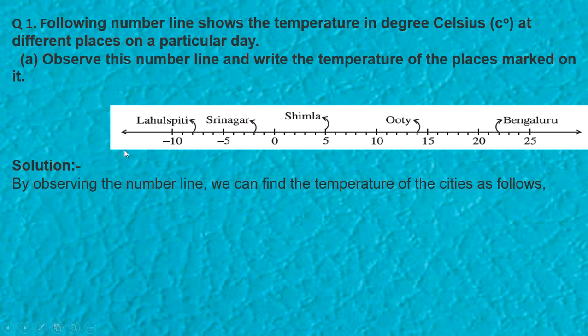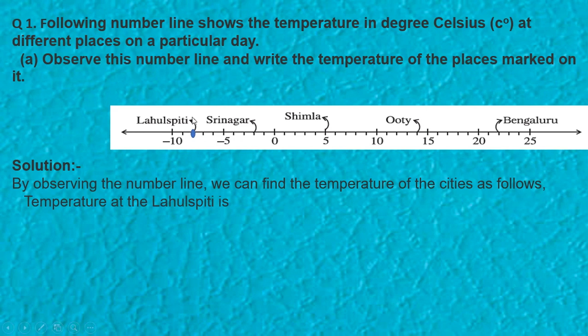-5, -10 up to these, on the left hand side of 0, are negative integers, and 0, 5, 10 on the right hand side of 0 are known as positive integers. So according to positive and negative integers we have to write the temperature of different cities. By observing this number line, the first city is Lahaul Spiti, which is shown on the number line at this place.